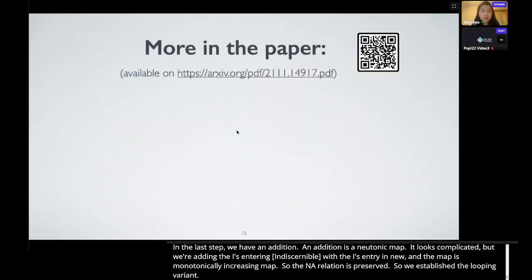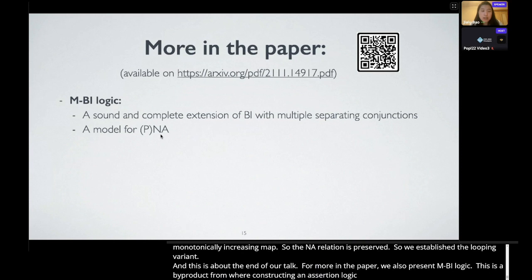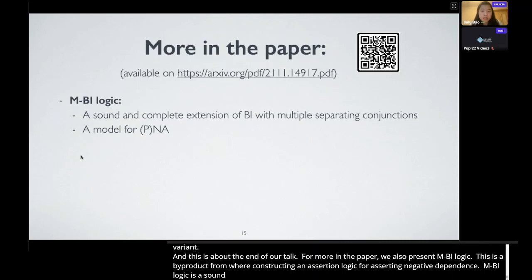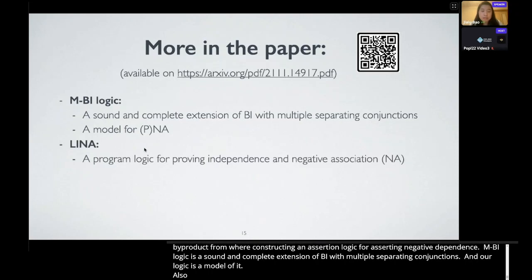And this is about the end of our talk. For more in the paper, we also present MBI logic. This is a byproduct when we are constructing an assertion logic for asserting negative dependence. MBI logic is a sound and complete extension of BI with multiple separating conjunctions. And our assertion logic is a model of it. Also, more program rules of LINA.